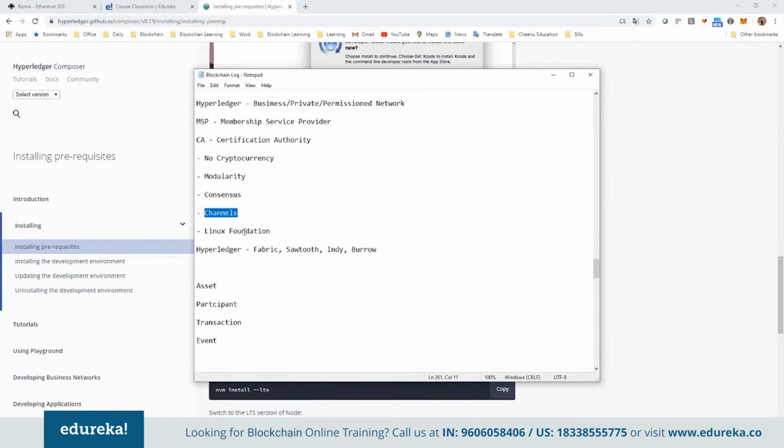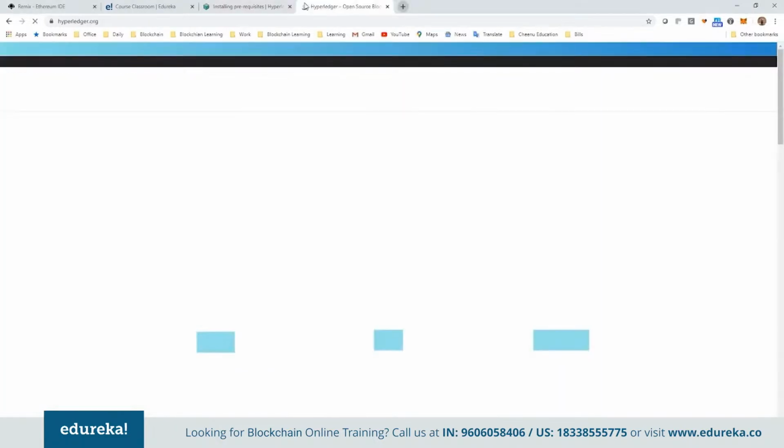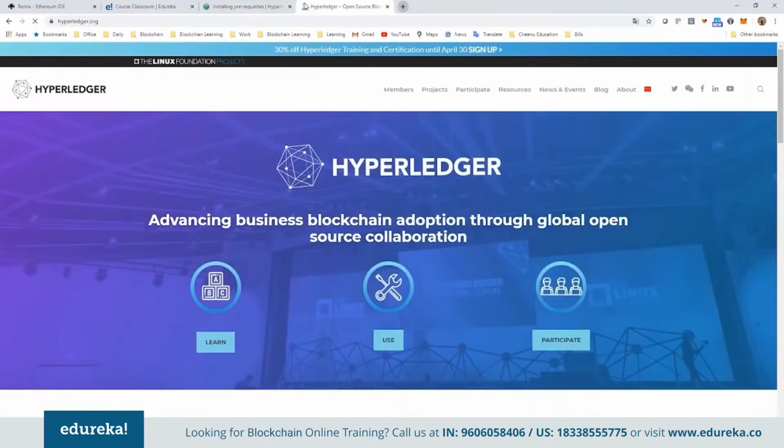The Linux Foundation is the body which is running this Hyperledger set of standards. If you see, this is the main website of Hyperledger. It says advancing business blockchain adoption through global open source collaboration. And this is getting changed day by day. Even if you see this site, you will find daily new things coming up. These are the projects, and these are also increasing day by day.